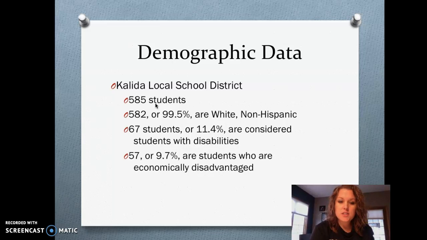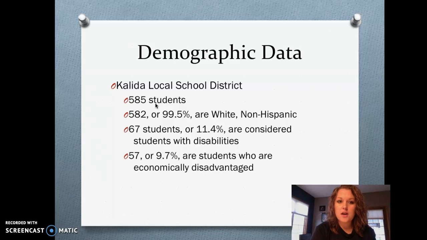Overall in the district, it's a very small district, 585 students, and there's not much diversity at all. 582 or 99.5% are white, non-Hispanic. 67 students or 11.4% are considered students with disabilities. And then 57 or 9.7% are students who are economically disadvantaged.